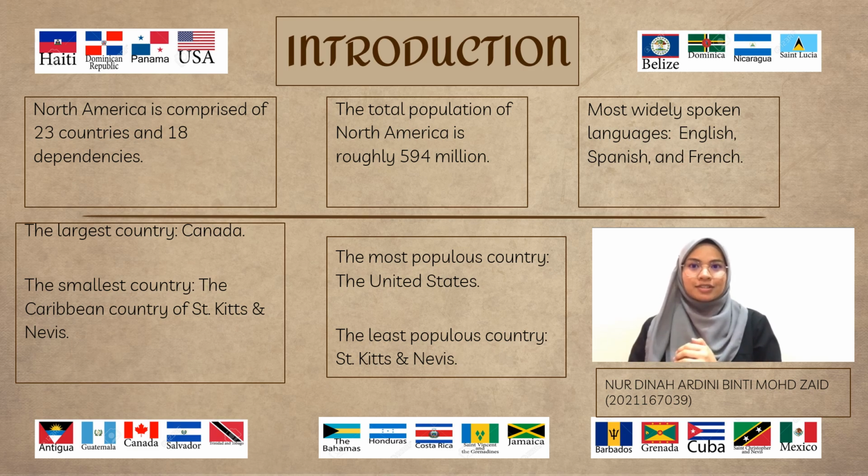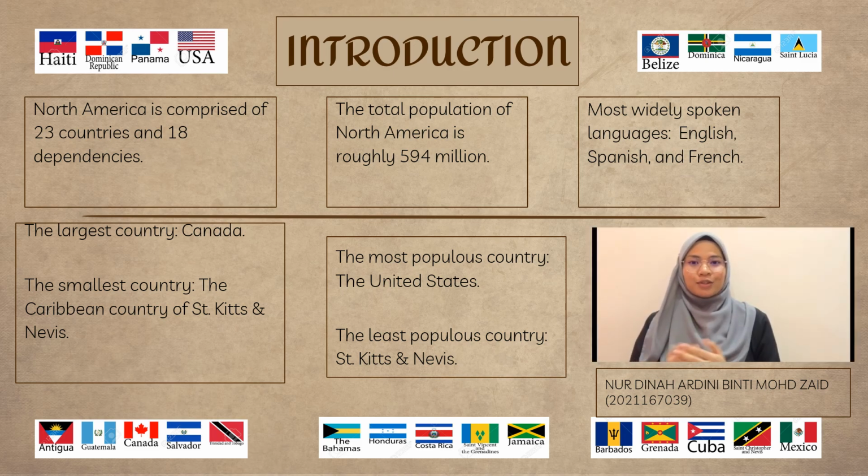It depends on the countries. Among all the 23 countries, the largest country in North America is Canada, while the smallest country in North America is the Caribbean country of Saint Kitts and Nevis. And the most populous country is the United States, while the least populous country in North America is Saint Kitts and Nevis. In the next part, I will introduce the two largest countries in North America, which are Canada and the US. Check it out.